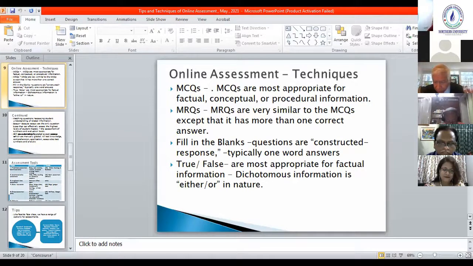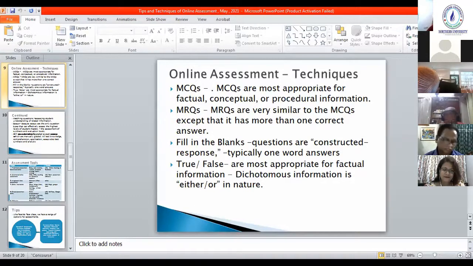Then there is something called multiple response questions. These are slightly different, and they ask students to choose multiple options. See here, both are same, but then it has more than one correct answer. So the students have to choose multiple options from a list of possible answers, and usually there is more than one correct answer for the multiple response questions.